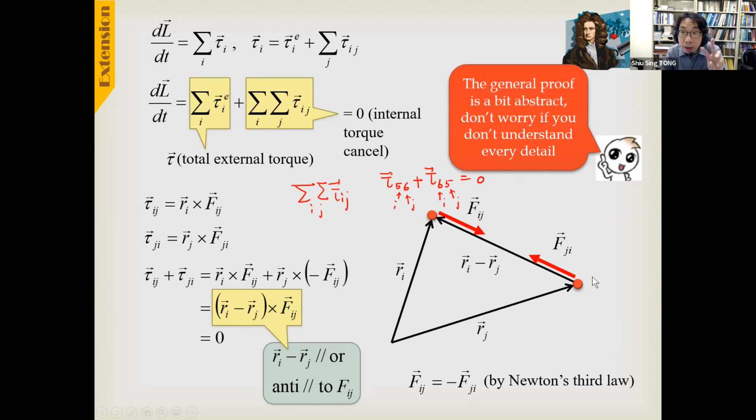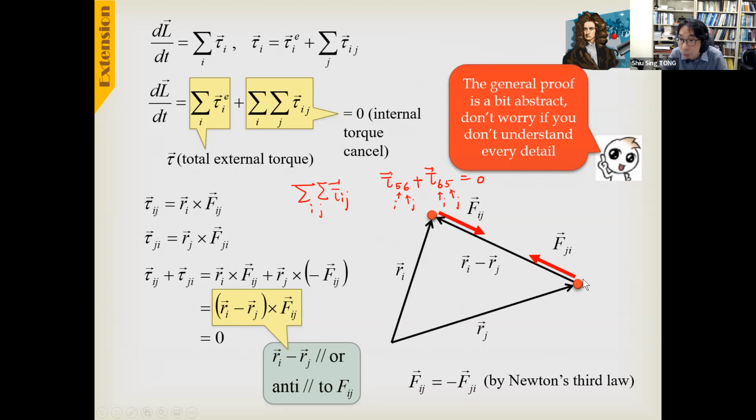But since Fij and Fji are equal and opposite, I can reverse the index. Instead of writing Fji, I now turn it into Fij, but with a negative sign. Because they are equal and opposite, I can always replace Fji by minus Fij. Right? Now I can extract a common factor. In these two terms, I find that there's a common factor Fij, and in the bracket, I'm left with Ri minus Rj.